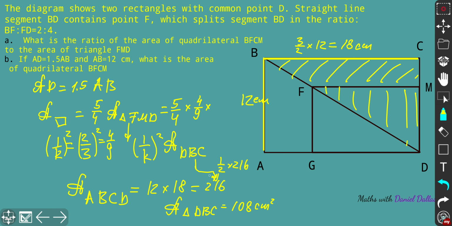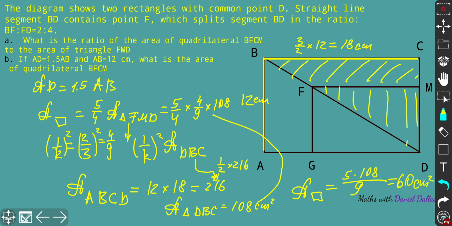That's why we can plug into our formula and we'll get 108 there. Okay, so that's the final area for the quadrilateral. Now it's time to multiply. So 4 is cancelled there. So 5 times 108 over 9. If you calculate that, we'll get 60. It's going to be 60 centimeters squared. That stands for the area of the quadrilateral.